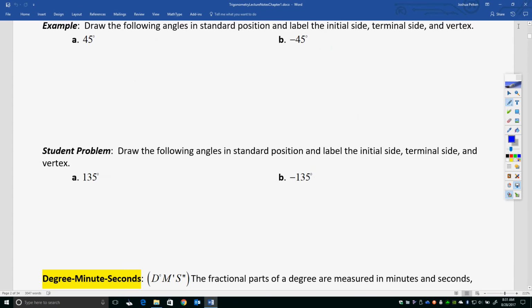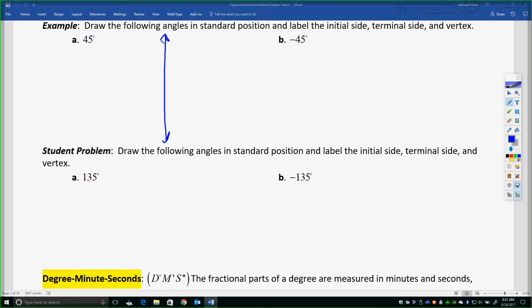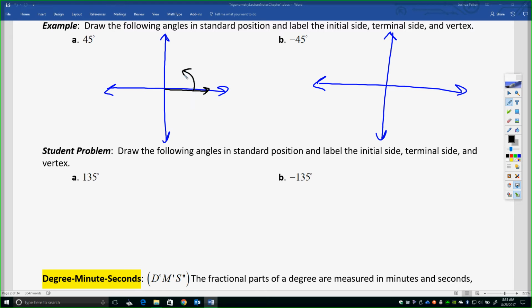Let's practice drawing standard position angles. First we're going to need our R2 in each case. We'll change colors. You can change with a pen or pencil. The initial side is always on the positive x-axis. 45 degrees is positive, so that's going to go counterclockwise. This is our initial side, and this is our terminal side for 45 degrees. Remember, of course, that each one of these axes makes 45 degrees, so therefore half of it would be 45.